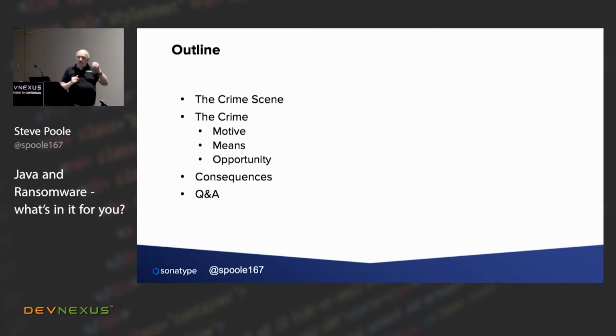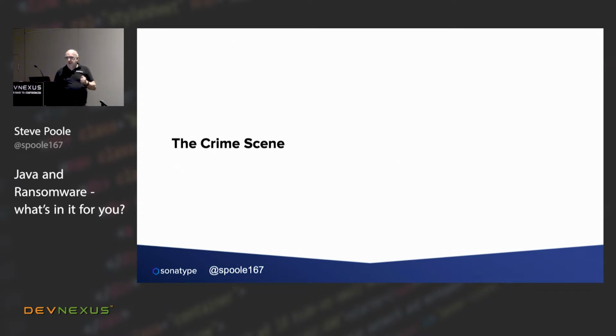Because it's a crime, I'm going to structure the talk like that. We're going to talk about the crime scene, and then we're going to break down the crime. We'll talk about the motive, what's behind all this. We'll talk about how they do it. We'll talk about the opportunity. And we'll talk about what the consequences actually are, because believe me, there's a whole bunch of stuff. And you as Java developers have things to do. So let's start with the crime scene.